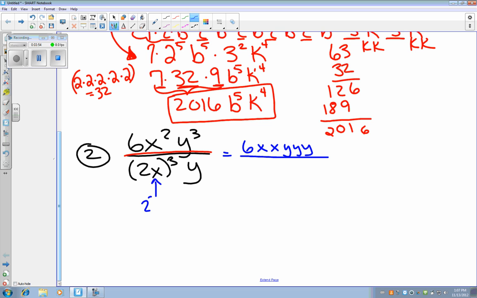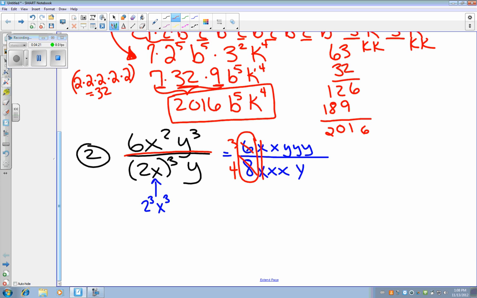I can think of that as 2 to the 3rd and x to the 3rd. 2 to the 3rd is 8, x to the 3rd. I'm just going to write all those out, and then I still have that y there. No matter how you get there, when you get to this point, now I'm just going to look at these kind of separately. 6 over 8. I know that 2 goes into both of those, so I'm just going to simplify that. 6/8 is the same as 3/4.